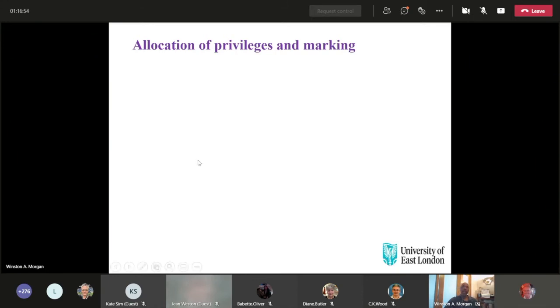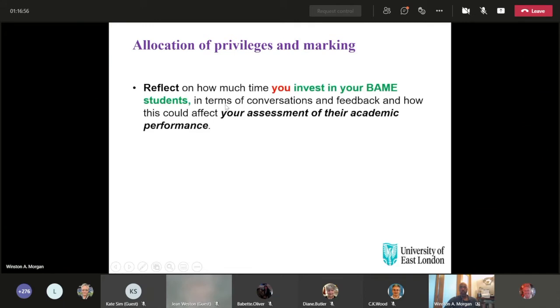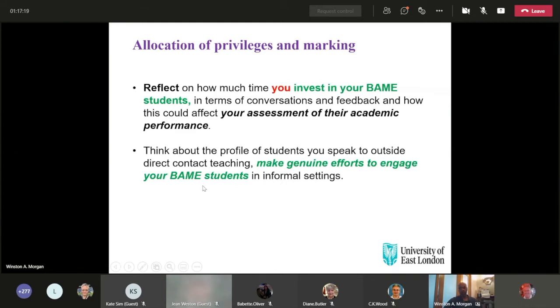So let's have a look at academic privileges. Reflect on how much time you invest in your BME students, in conversations and feedback, and how this affects your assessment of their performance. Because if you don't know your BME students at a deeper level, you are likely to have those stereotypes about them. So you really need to know them, understand them, and that will help you to overcome some of those biases. You might actually invite them to work with you on a project.